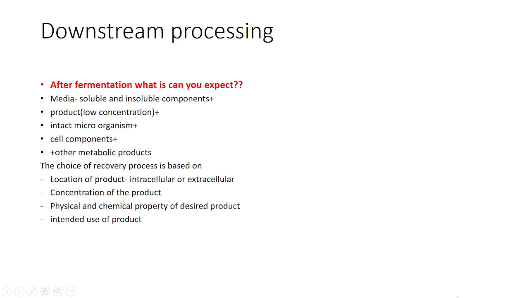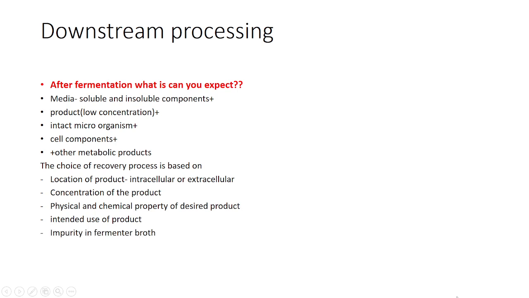What is the intended use of the product? Should the product be used as a food? If it is used as a food, how can you recover it such that minimal chemicals are present on the product, or there is minimal toxic material? Is the product used as a vaccine? If it is used as a vaccine also, it should be maintained at a high purity. Is it an animal feed? If it is an animal feed, you need not make it so pure.